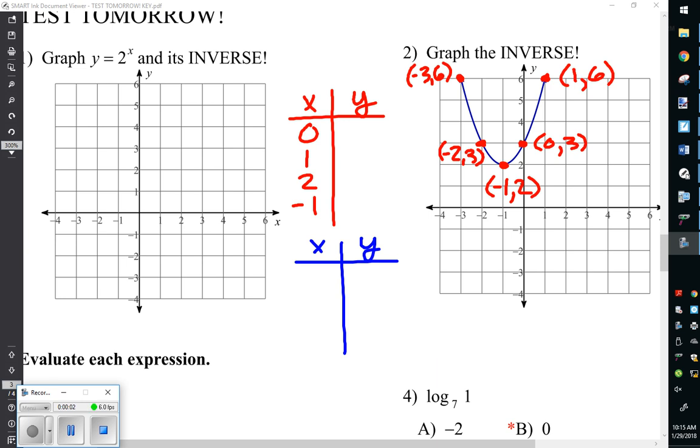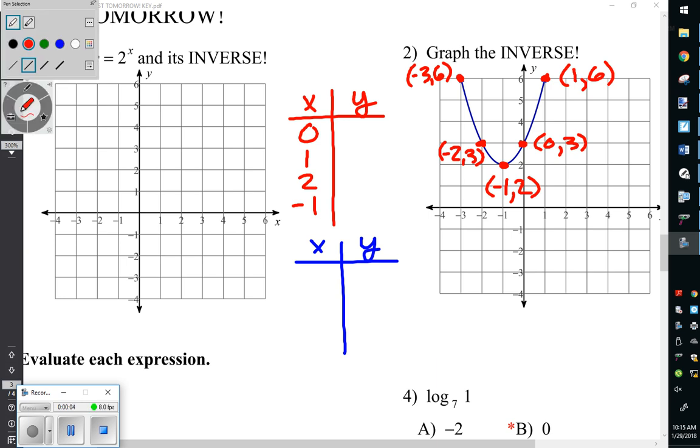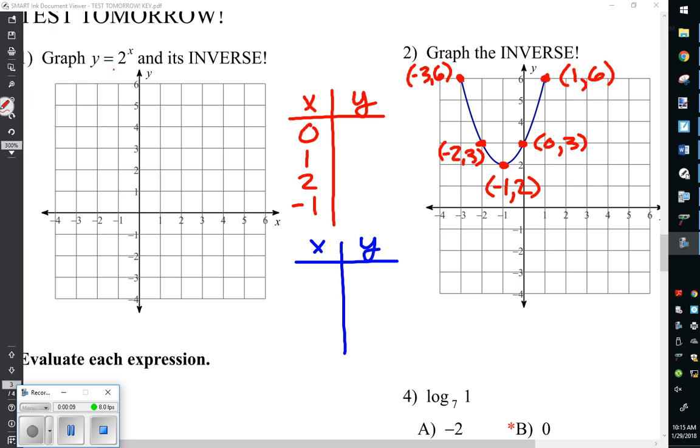All right, our test is on Wednesday, so we're getting prepared for that. First thing we got up here is we are graphing this thing. Graph y equals 2 to the x power, and its inverse. So we start off by doing a t-chart.